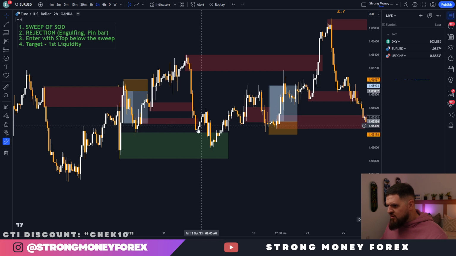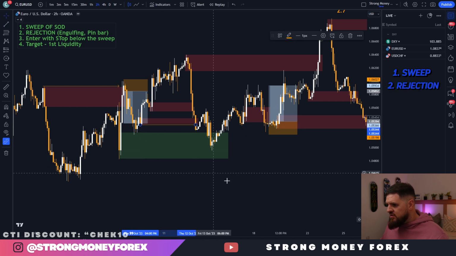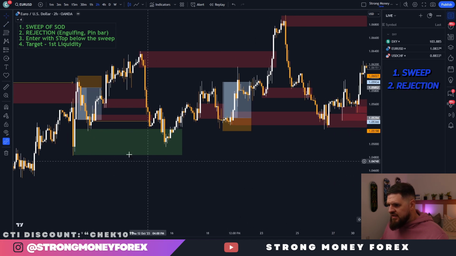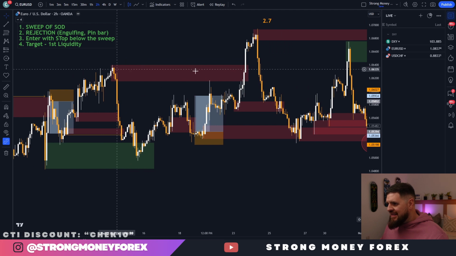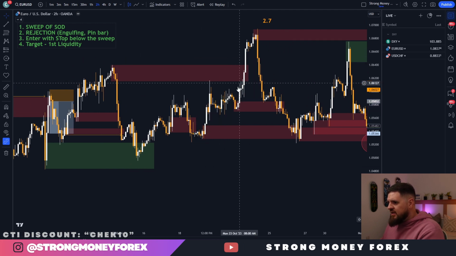So we've broken that and we've closed below. So that is not a rejection. This area here is not a rejection because we've closed below. This one held, so that would have been a no trade. This one, no rejection, so that would have been a no trade.